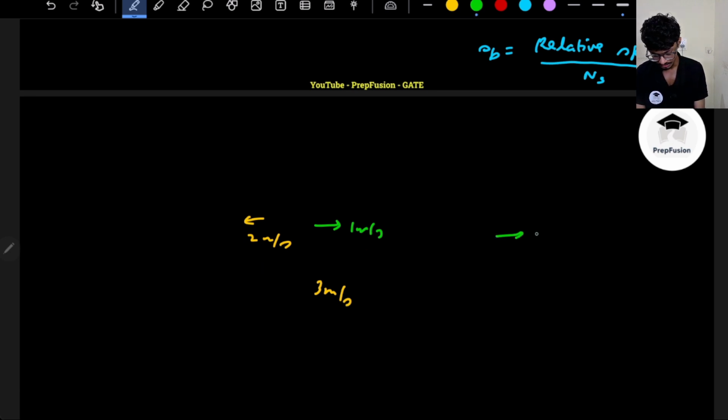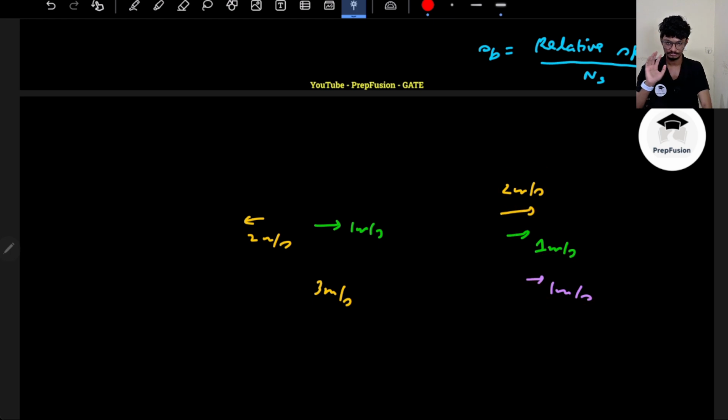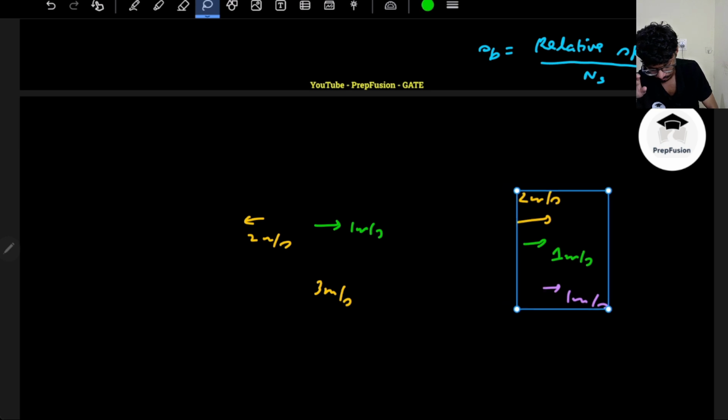I have already explained this very well in induction motor. If this one is moving with 1 meter per second and this one with 2 meters per second, what is the relative speed? It is 1 meter per second to the right hand side, because this minus this gives 1 meter per second. So I hope you have understood this basic point.